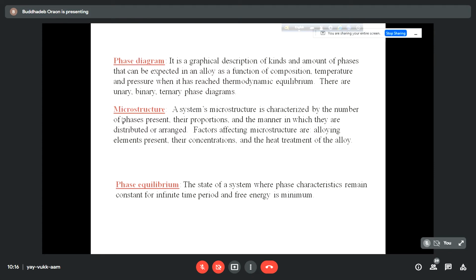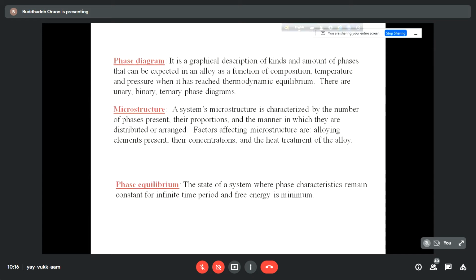Then comes the microstructure. Microstructure is a very, very important term when you are discussing the mechanical properties of alloys or any material. Microstructure plays a very important role in determining the mechanical properties, and you will be interested to know the mechanical properties while designing some component or selecting the materials. A system's microstructure is characterized by the number of phases present. Each and every phase will determine the microstructure, and also their percentage contribution, and other factors are also there.